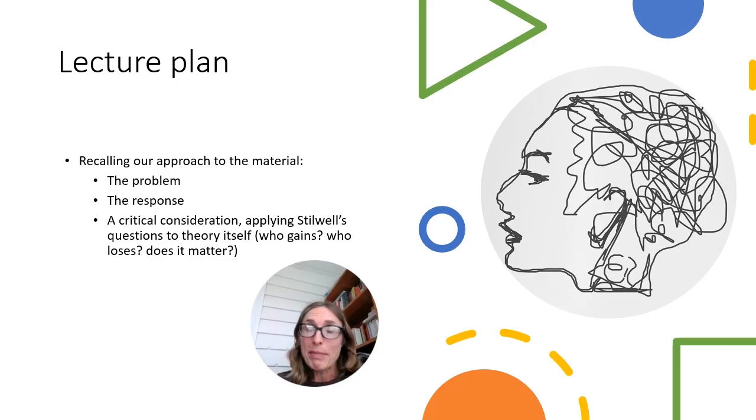I always begin this way, but it's useful to remember our framework when approaching the material in this subject. We're using the same framework every week. We first look at the historical problem as conceptualized by the economists who were responding. What were the problems shouldered by the economists? How did they conceptualize their problems? We'll look at how Keynes conceptualized the problem. Then we'll look at the elements of Keynes's response. And finally, we'll consider Stilwell's questions, but we'll apply those to theory itself. Who gains? Who loses? Does it matter?